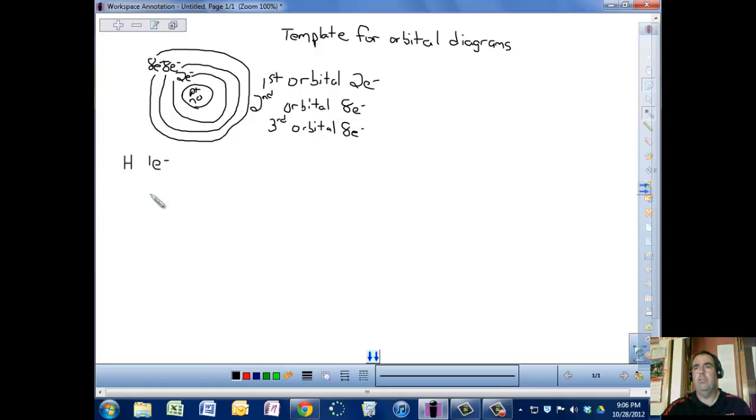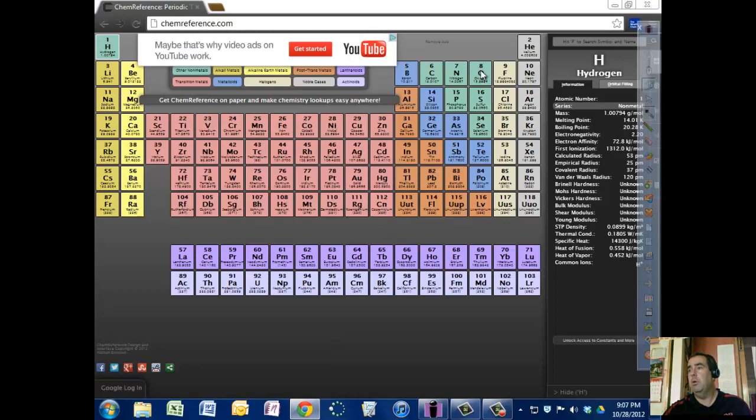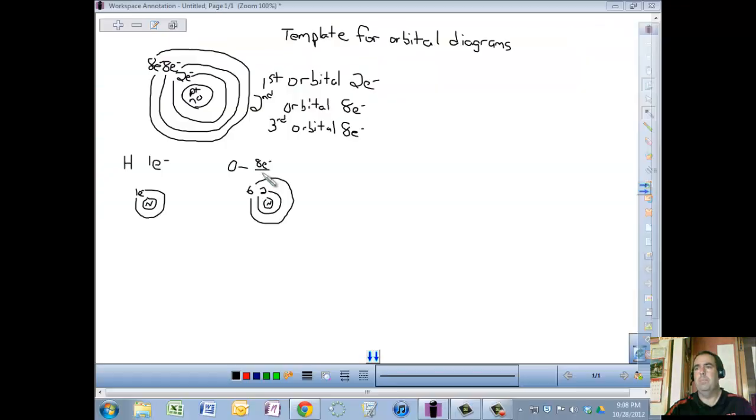Let's look at, for example, hydrogen. Hydrogen has 1 electron. All I'm going to do is put an N here for the nucleus, and because it only has 1 electron, we'll place that 1 electron right there. Now let's look at oxygen. On the periodic table, oxygen is number 8, so it's going to have 8 electrons. I'm going to place 2 in the first ring and 6 in the second ring. When you add these 2 rings up, 2 plus 6 gives me my grand total of 8 electrons that I needed to place for oxygen.